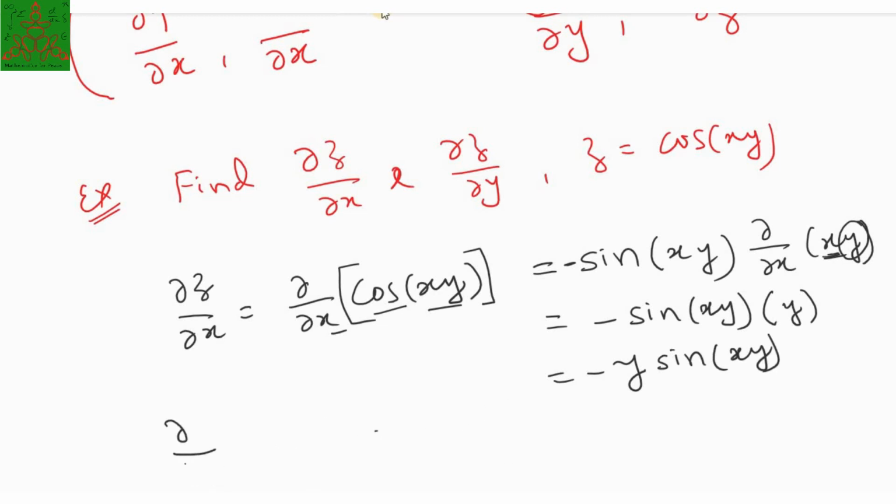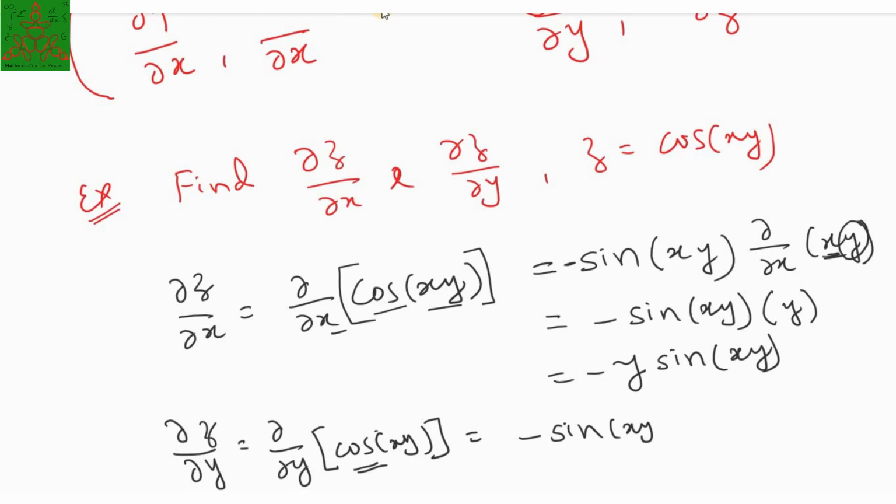In the same way, del by del y of z will be del by del y of this cos of xy. In a similar manner, the derivative of cos is minus sine of xy, and then the partial derivative of xy: you fix your x and y varies. So x is a constant, so the derivative of x into y, where x is constant, will be x. So minus x sine of xy will be the answer.